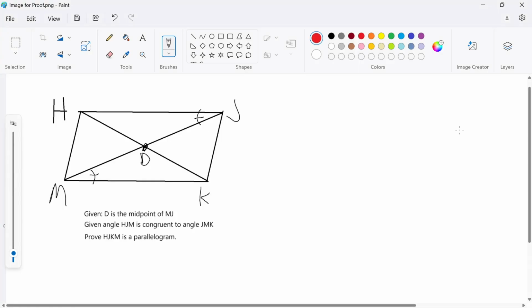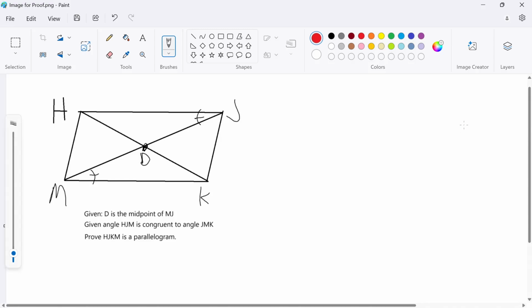Here's a figure. HJKM is a quadrilateral. Given D is the midpoint of MJ, and given angle HJM is congruent to angle JMK. Prove HJMK is a parallelogram. So I've written in black the givens. I'm going to write in red what I get from that.